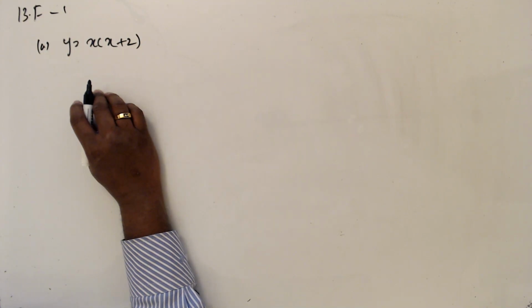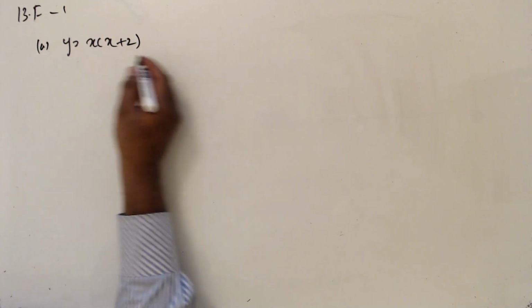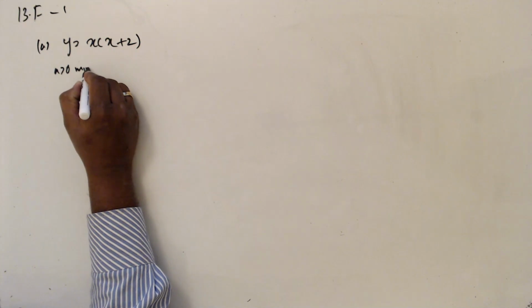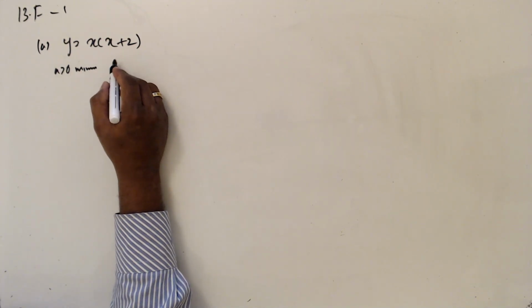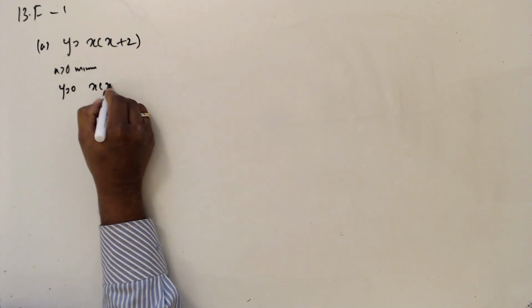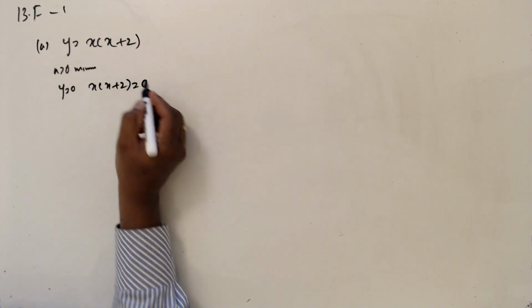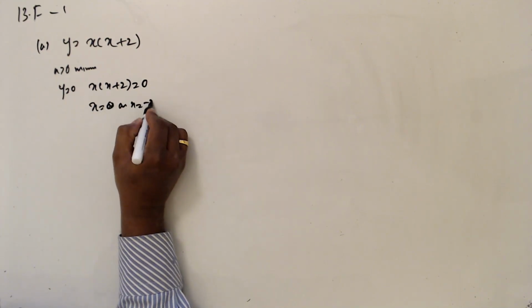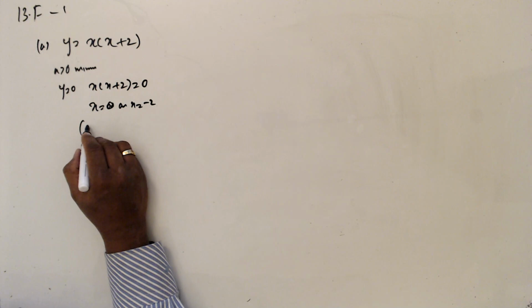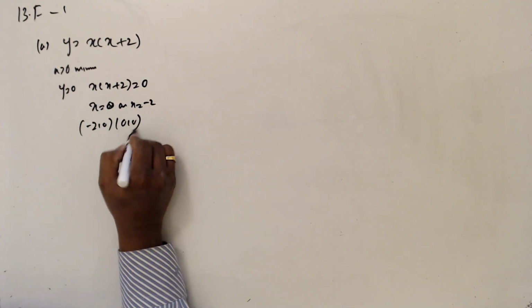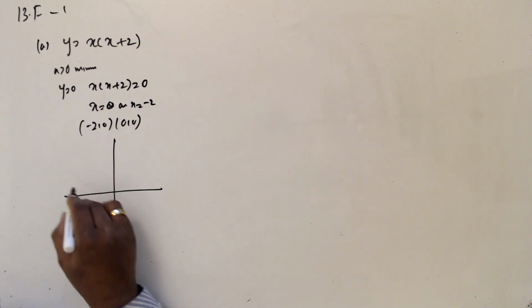13th question, number 1. We have to sketch this one. We know this is a quadratic, a greater than 0. It has a minimum, and then y equals 0, x times (x plus 2) equals 0, x equals 0 and x equals minus 2. So minus 2, 0 and 0, 0 are points. So you will get this kind of graph.